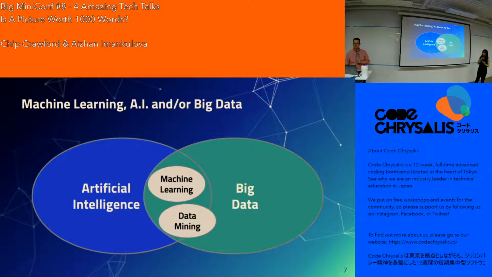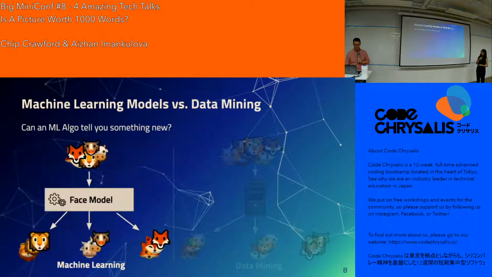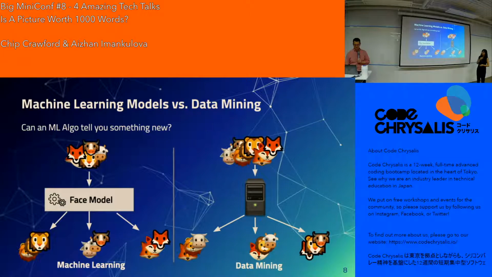So let's see what's the difference between machine learning and data mining. Can a machine learning algorithm tell you something new? The answer is no. For example, machine learning can only do tasks that we set it to do and learn from the data that we feed it.